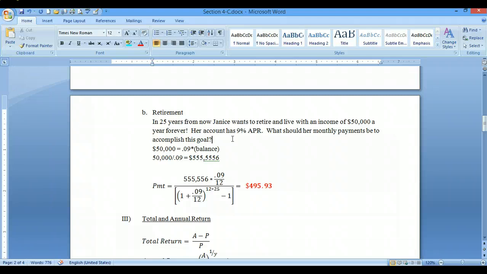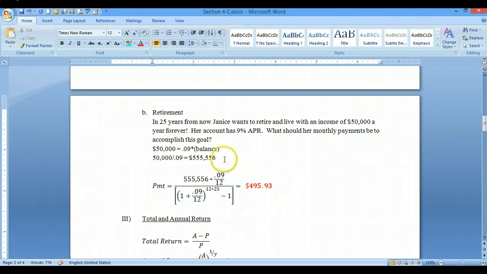The first thing we need to do is figure out what kind of interest or balance this 9% interest can give for the $50,000 a year. So it's 9% times some sort of balance that'll give her this $50,000. So I divide both sides by 0.09, which is changed to a decimal. $50,000 divided by 0.09 gives me $555,555, or if you round up, you can make that a 6.